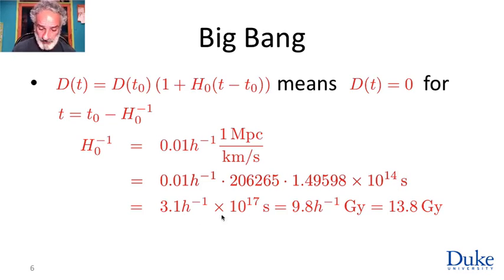If I multiply it through, I get 9.8 h inverse. If I plug in the most recent value for h of 0.71, I get finally my result for the Hubble time, 13.8 billion years. What is this? Well, this is the maximum amount of time the universe can exist, because at that time, everything was on top of everything else, and I can't go farther back than that.